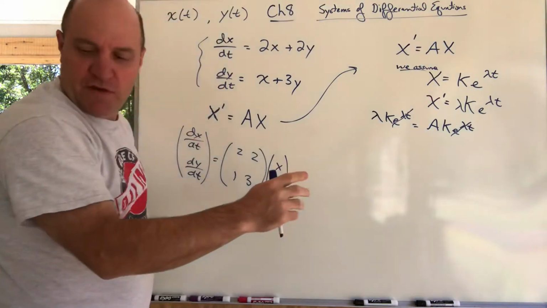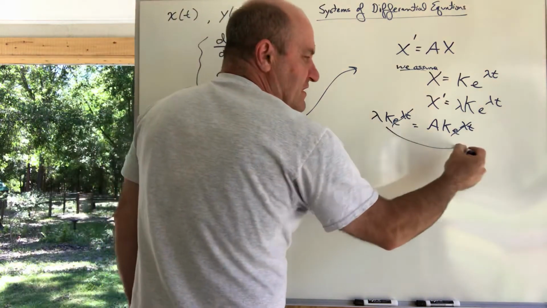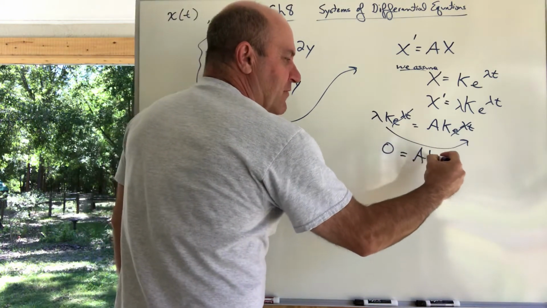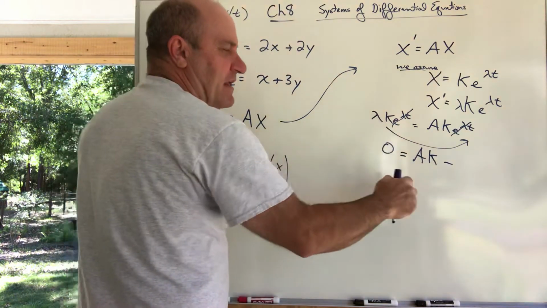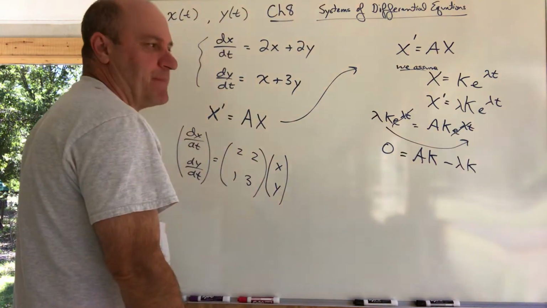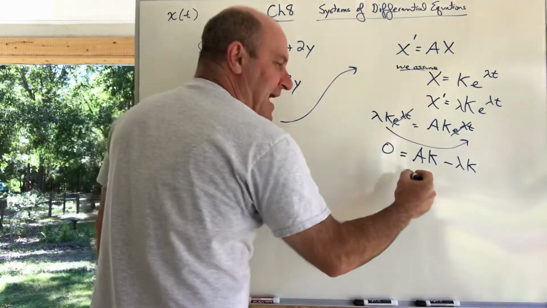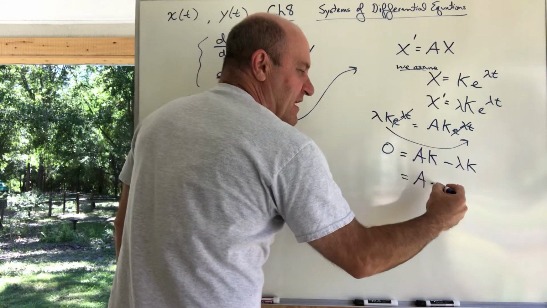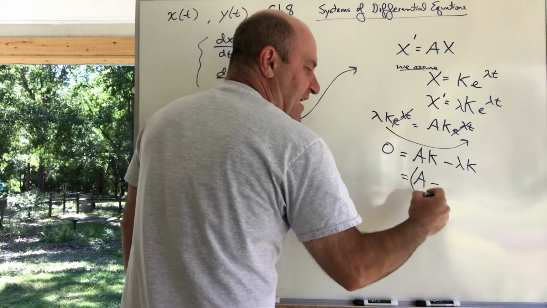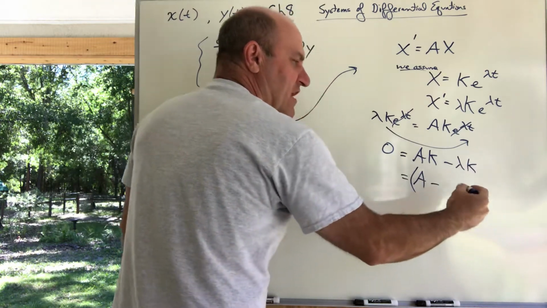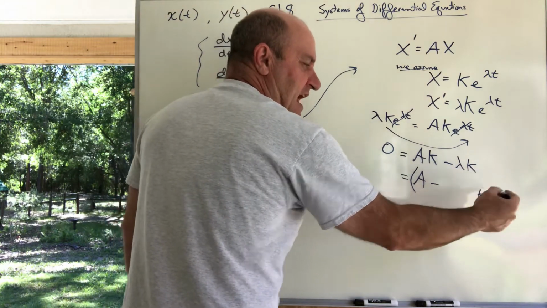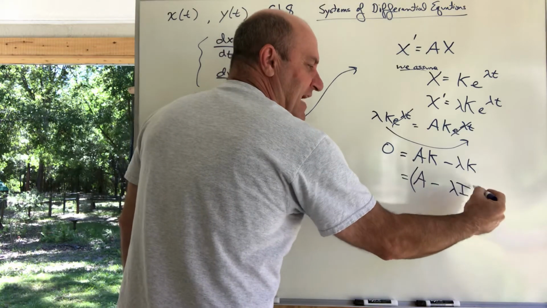I'm going to move it over to the other side, and so I'm going to write A K minus lambda K. And then I'm going to factor the K out the back end. I can't factor it out the front. When you factor the K out, there's a capital A there. When you factor the K out the back end, you're left with lambda, which is a scalar, but you can't do that. So when you factor the K out, you're left with lambda I, the identity matrix I.